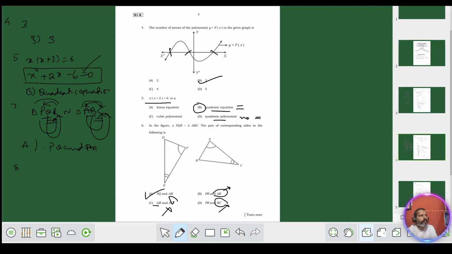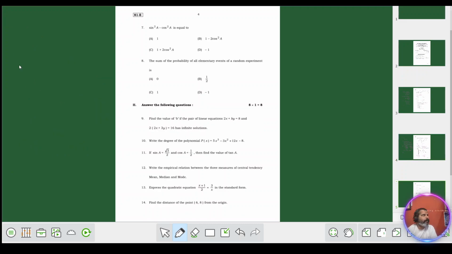I think, did I make this the sixth one? My mistake. Okay, this will take the next page. Seventh one: sin square A minus cos square A is equal to, right? So you write sin square A minus cos square A.